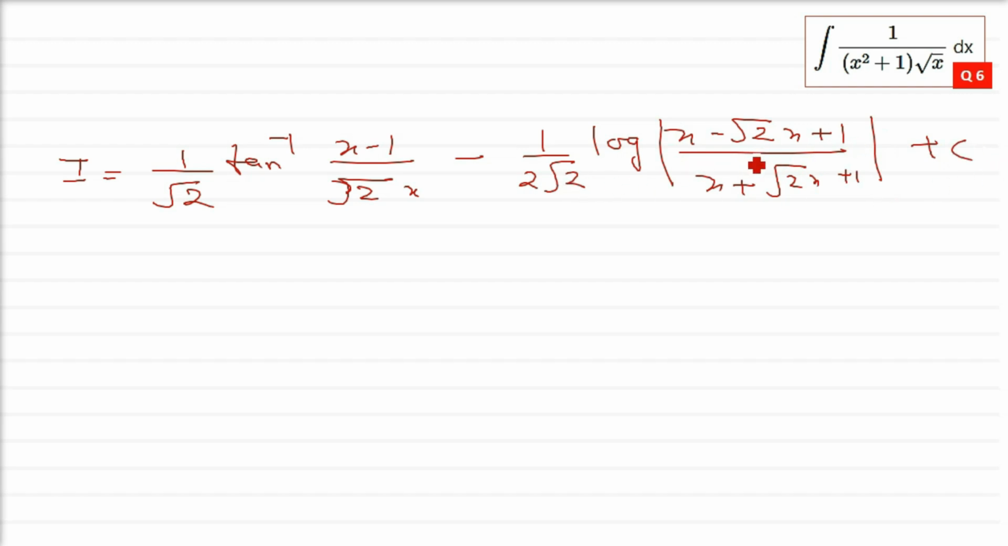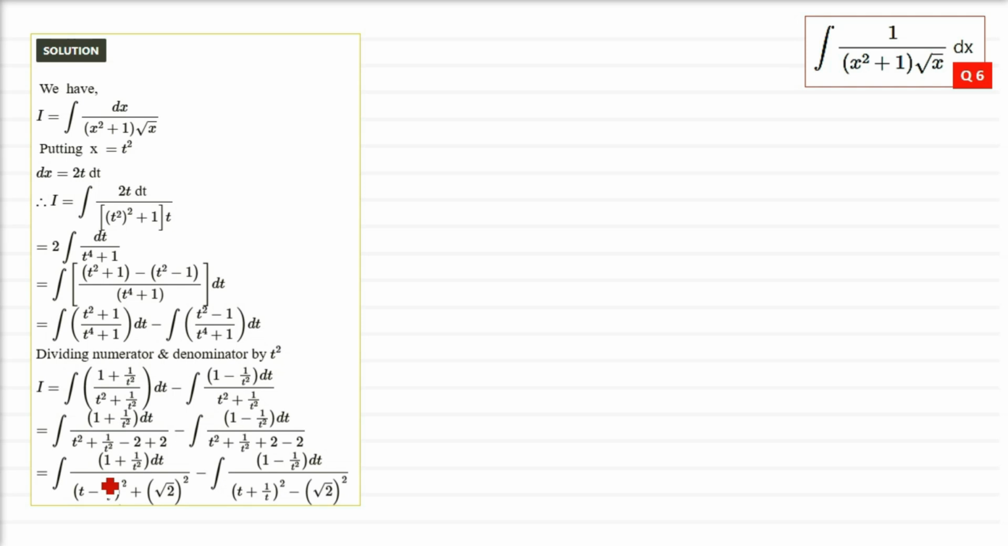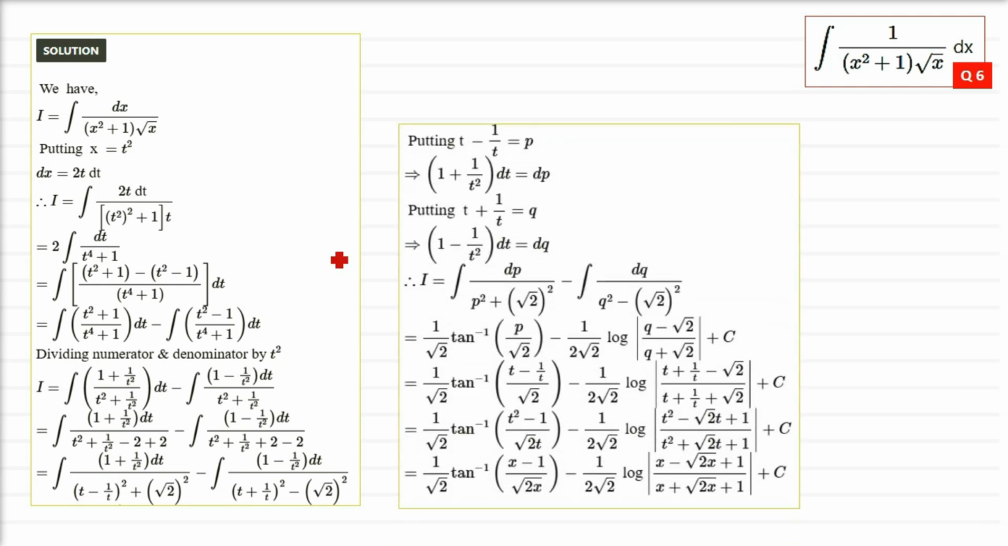That's your final result. Now how this will be written, because there is a proper formal way to solve any question, and this is the formal way you must stick to.